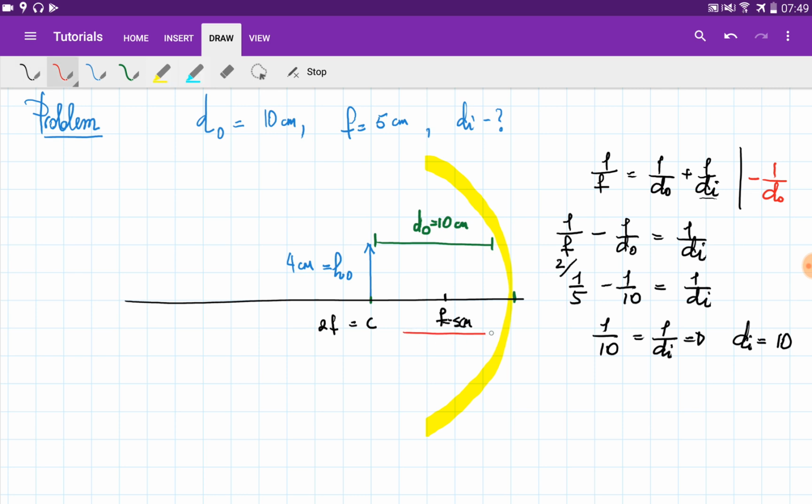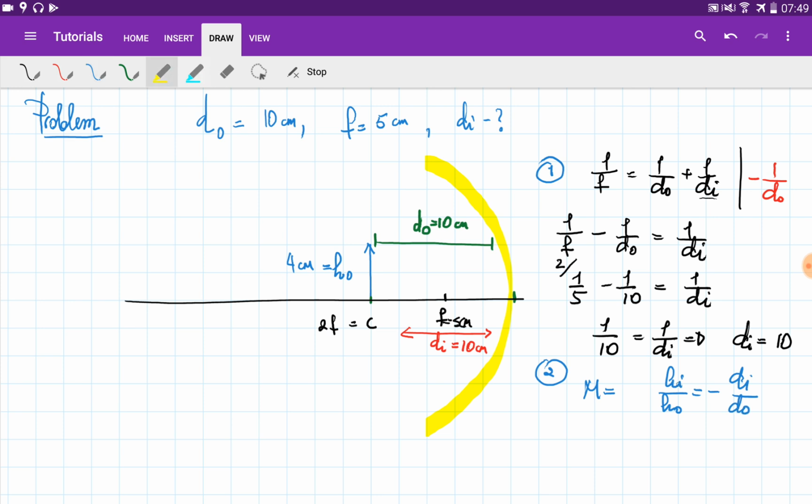So somewhere we've got an image, and the distance between the mirror and the image is equal to 10 centimeters. Now we would like to know how this image looks, whether it looks up or down, and what is actually its height. In order to do this, we need to use the second equation, the equation of the linear magnification, right? Which is hi over ho equals minus di over do.